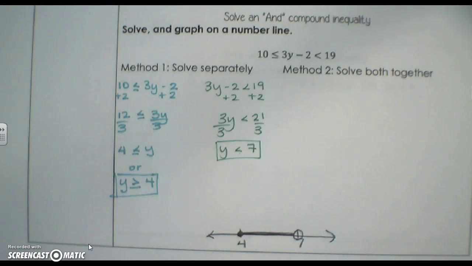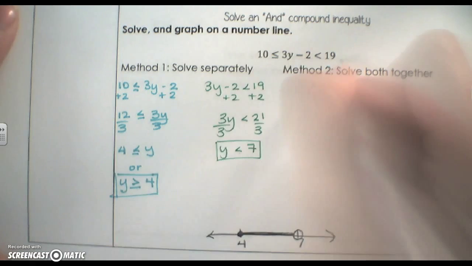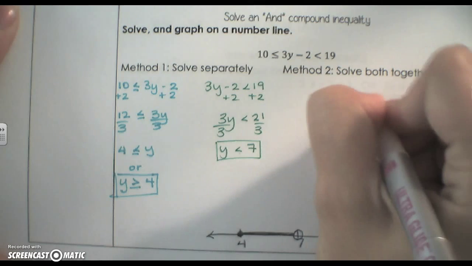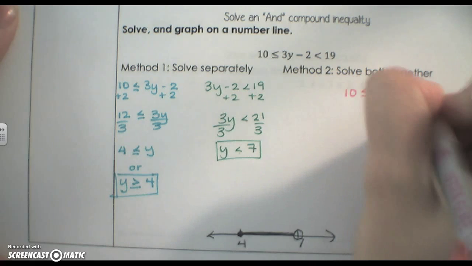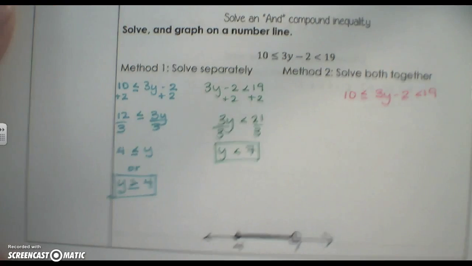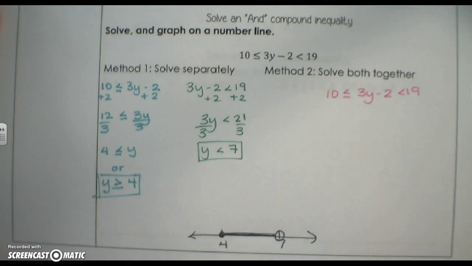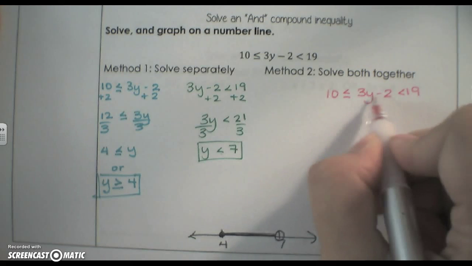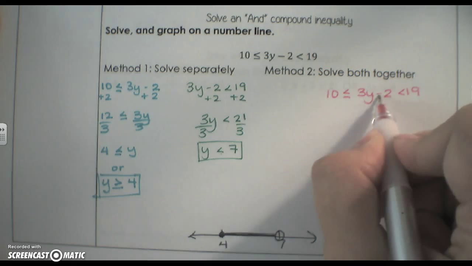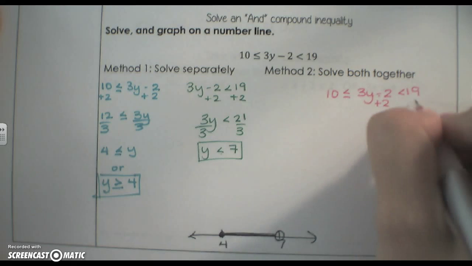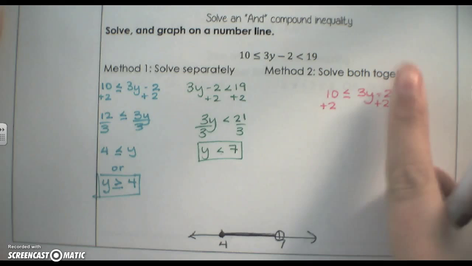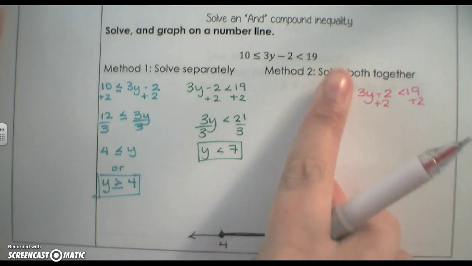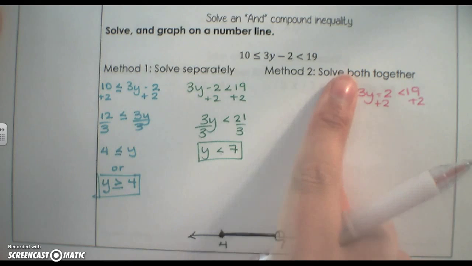So let's go ahead and take a look at how we would solve this if we had it all in one piece. So we didn't separate it, we did it together. And you can choose whichever method you like better, and you can use that to solve these. So what we're going to do is think about how can I get y alone? Well, the first step is going to be to add 2. Now when I add 2, I have to add 2 to both sides here. It's kind of like we're solving this side and we're solving that side at the same time.